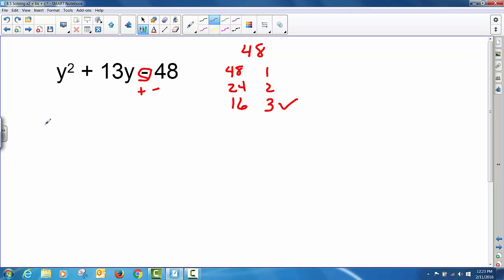So we come back up and we put our parentheses. We put the y in one and the y in the other one. We said we were going to have a plus and a minus, so we put plus and minus. The only question we have is which one is the positive one. And we told you that whenever you look at the sign in the middle, the plus in front of the 13 tells you that it's going to be the 16, the bigger number, that is going to be positive. So you put 16 here and 3 here.